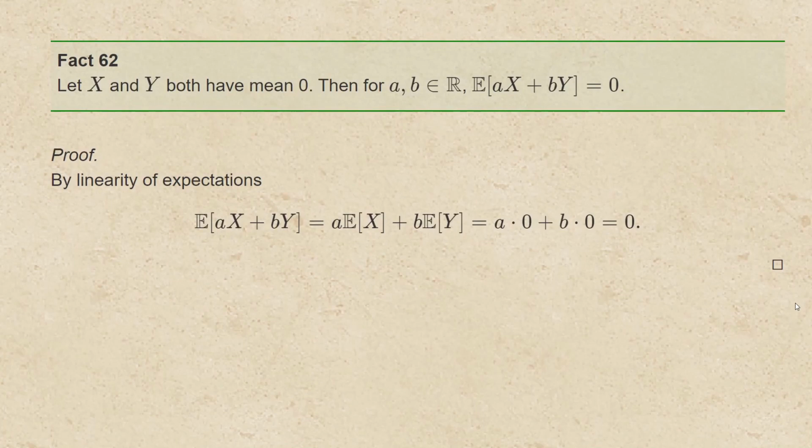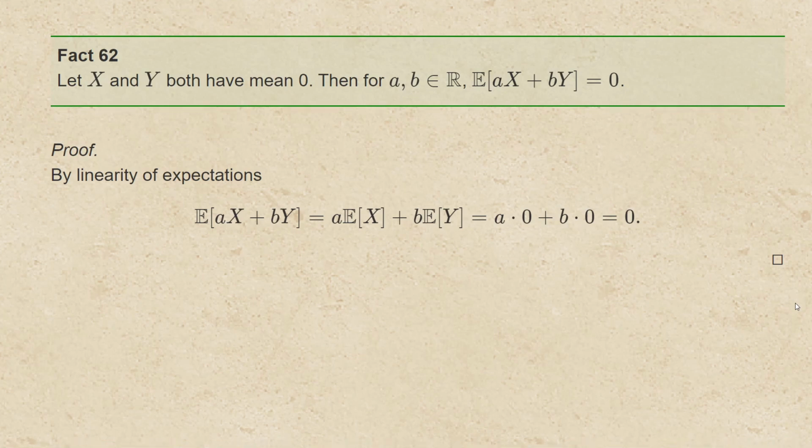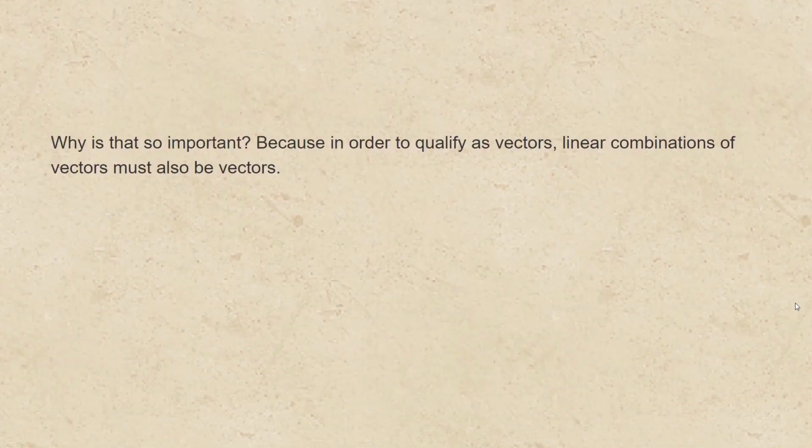Now, if x and y both have mean 0, then for any real numbers a and b, the mean of a times x plus b times y will also equal 0. And this just follows from the linearity of expectation property of the mean. Now, why is that so important? Because in order to qualify as vectors, linear combinations of these vectors must also be vectors.